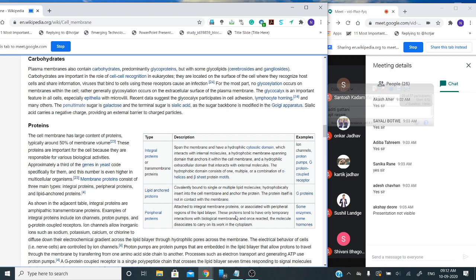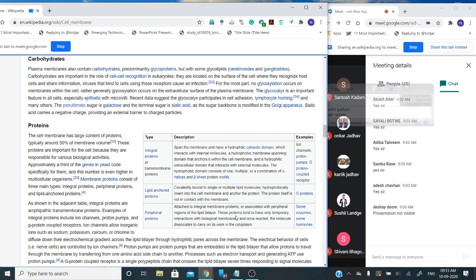Carbohydrates are important, particularly in cell-to-cell recognition. They help as receptors. They are located on the surface of the cell, where they recognize the host cell and share information. Viruses bind to cells using these receptors and cause infection. Most glycosylation occurs in the membrane of the cell, generally on the extracellular surface of the plasma membrane.